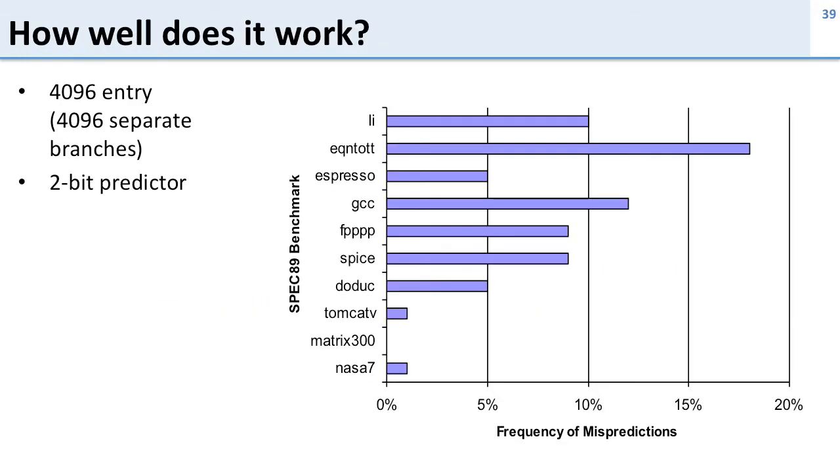And how well do they work? Well, here are some results for Spec 89, and this is for a 4096 entry branch predictor with 2 bits of prediction. So that is, it can handle 4096 separate branches, and we have a 2-bit branch predictor for each one. And you can see here that on some applications, you're getting an accuracy of greater than 90%, so 1% miss ratio. And on a few applications, you're up at about 16% miss ratio. But this is still far better than any of the static predictors we saw before.